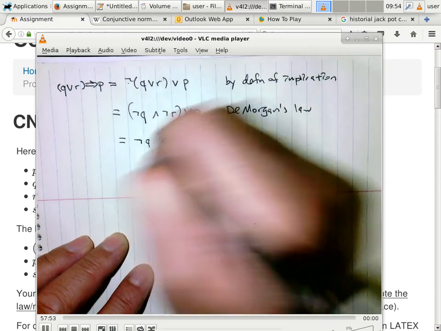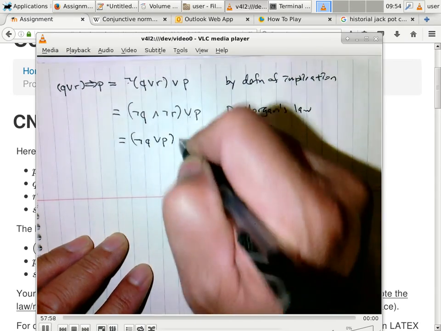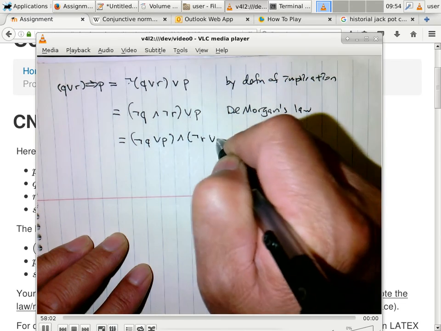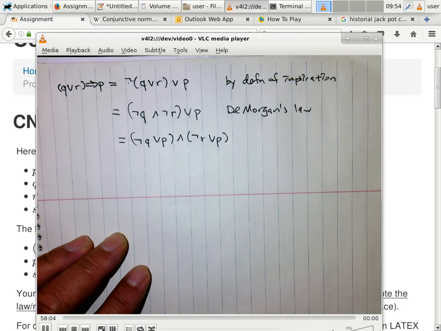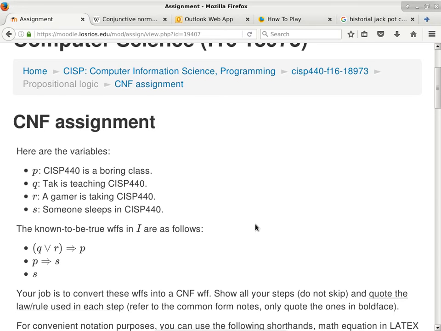So let's go ahead and apply that. We have not Q or P as one component, and then not R or P as the other component. Now it is in CNF, because it is a conjunction overall, and each component is a disjunction, and inside each disjunction we only have variables or the negation of variables. So we're good.